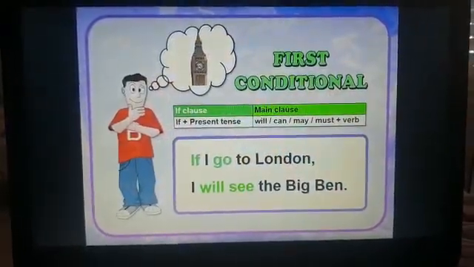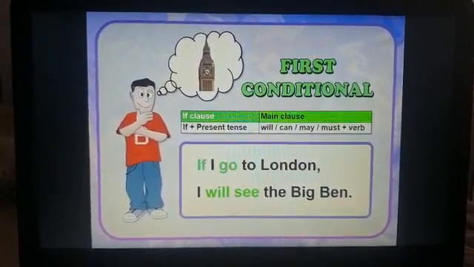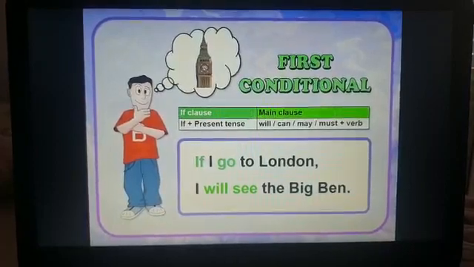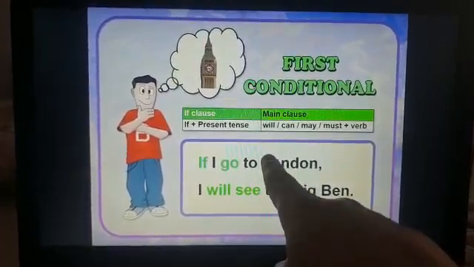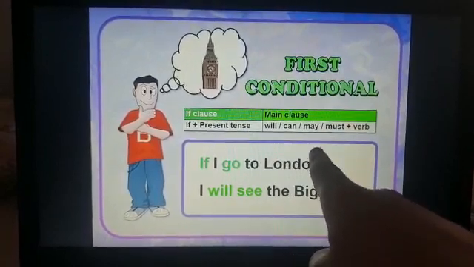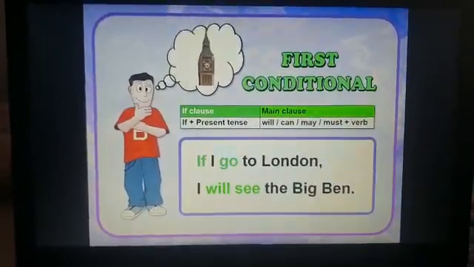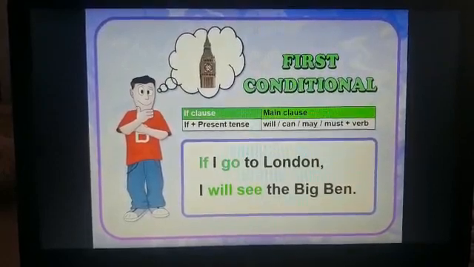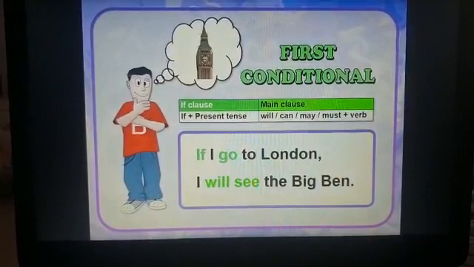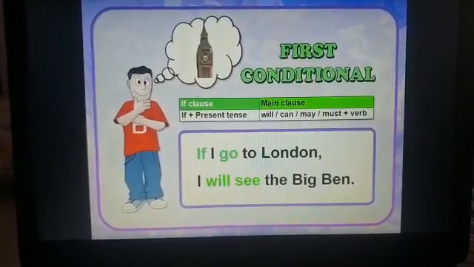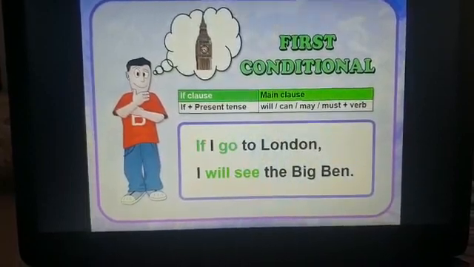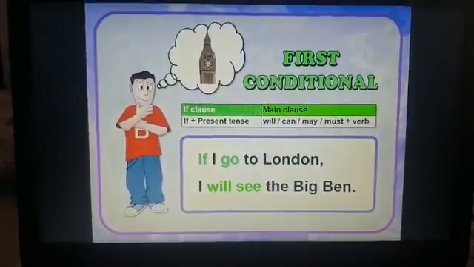First conditional. First conditional is similar to 0 conditional, but there's a consequence in the future. That's the reason why we use will, which is the most common one, but we can also use can, may, must, plus verb, remember, without to, right? So, example, if I go to London, I will see the Big Ben. The translation into Spanish would be, si yo voy a Londres, veré el Big Ben. Okay? It's a consequence in the future.